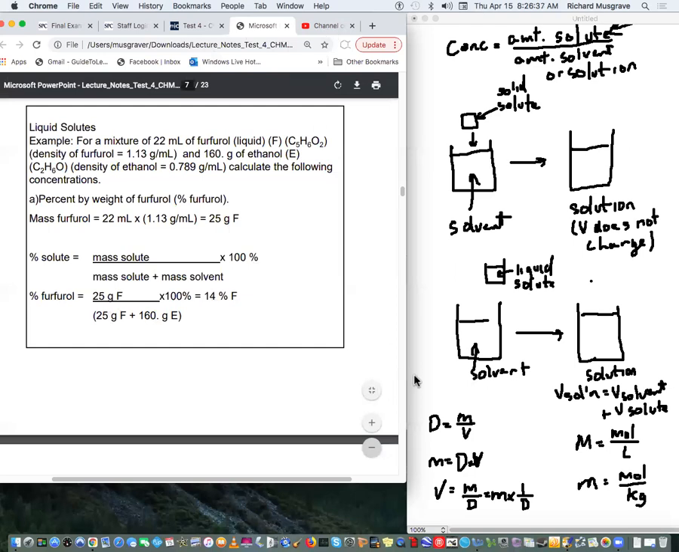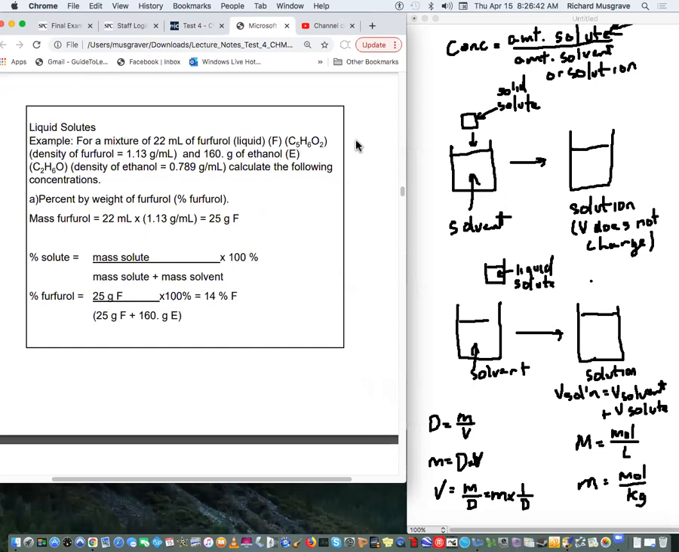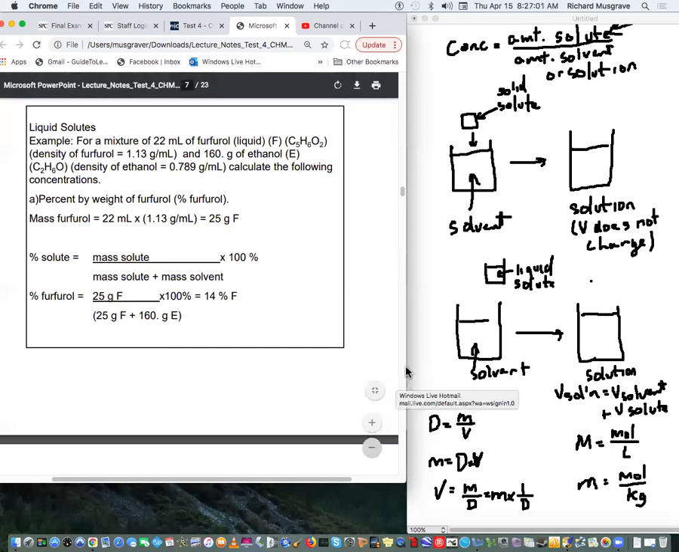All right. How do you feel about percent weight in this example? How do you feel about percent weight? 5, 4, 3, 2, 1. Okay. All right, any questions?